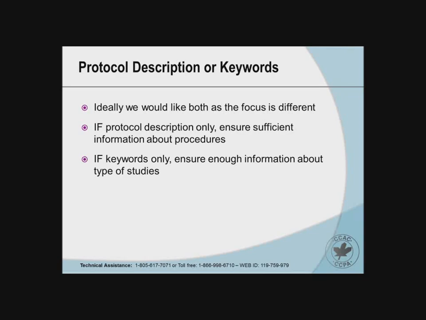So just to sum up here, ideally we would like both a protocol description and keywords. The protocol description tends to give information about the purpose of animal use, and the keywords tend to give information about the categories of invasiveness. So if you're only using the protocol description, please be sure to include sufficient information about procedures. And if you're only using keywords, please be sure to include sufficient information about the types of studies. And this only benefits you in the long term, as it also saves us from having to call you for clarification.